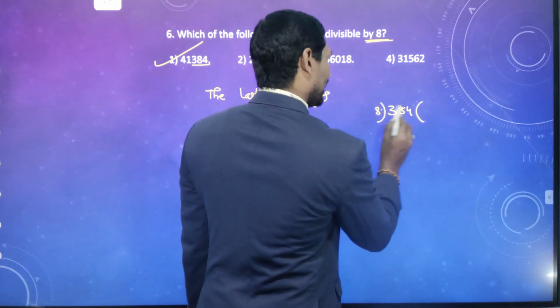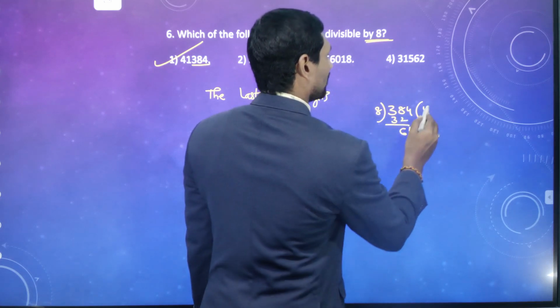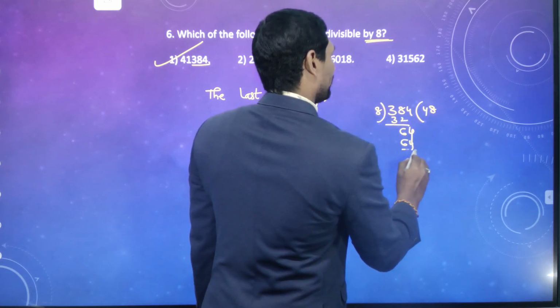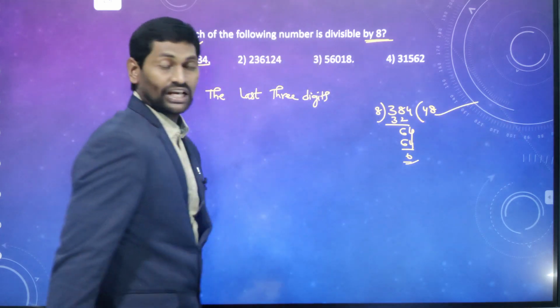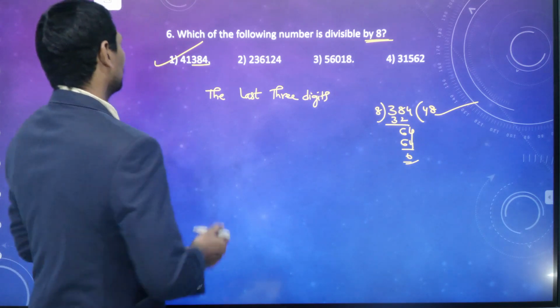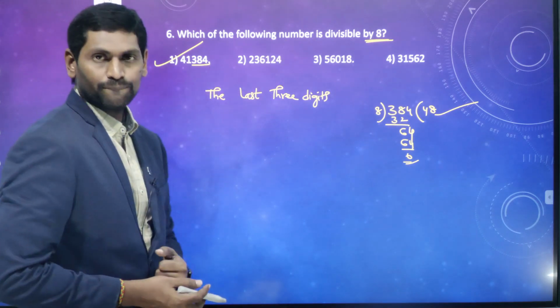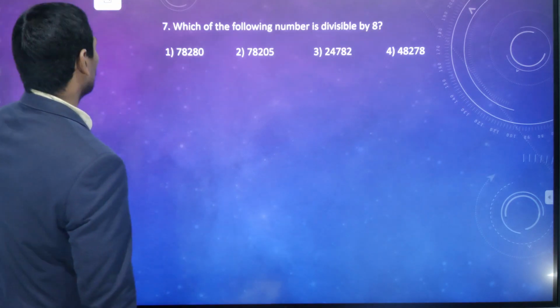In the 8 table, 8 4s are 32, 6 remainder, 4 down. 8 8s are 64, remainder 0. So 48 times can be cancelled here. The last 3 digits are a multiple of 8, so option 1 is correct. So we now need to check the remaining options. Okay, let us move on to the next problem.